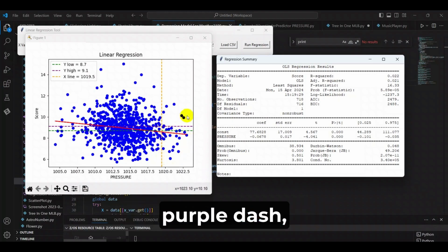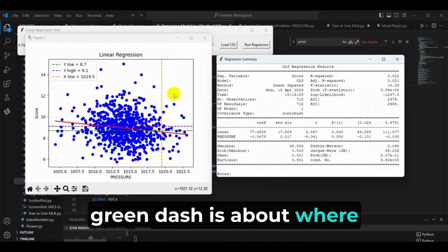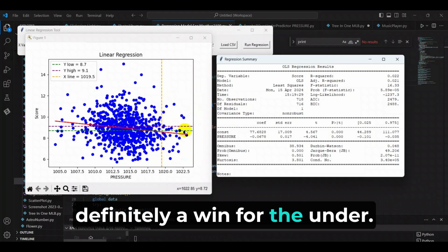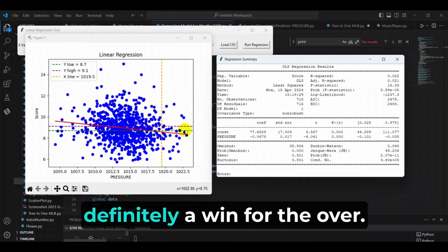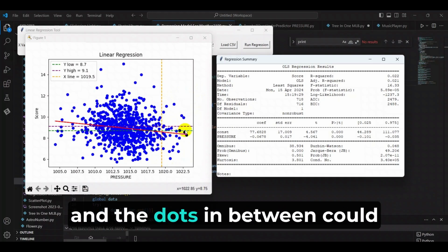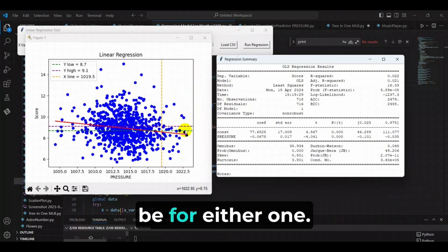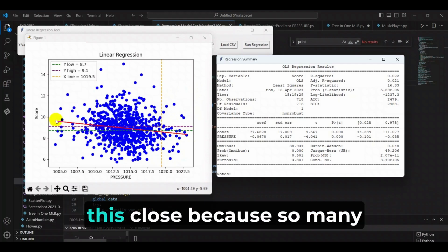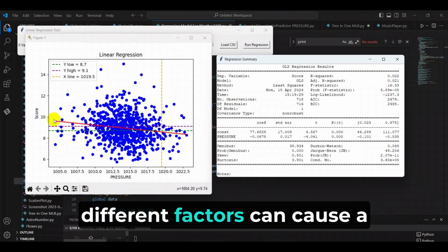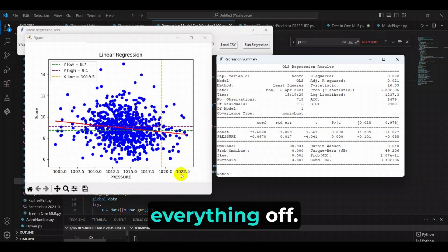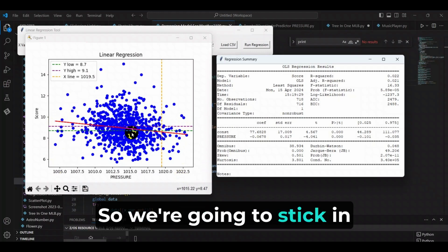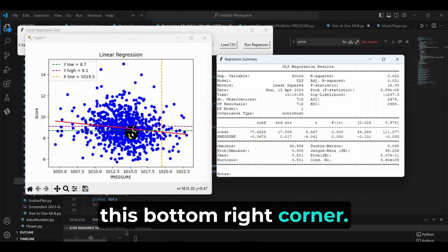Purple dash, green dash is about where the lines are set, so anything under green is most definitely a win for the under. Anything over purple is most definitely a win for the over, and the dots in between could be for either one. We don't typically want to bet whenever the game's going to be this close, because so many different factors can cause a slight difference and throw everything off. It's the butterfly effect. So we're going to stick in this bottom right corner.